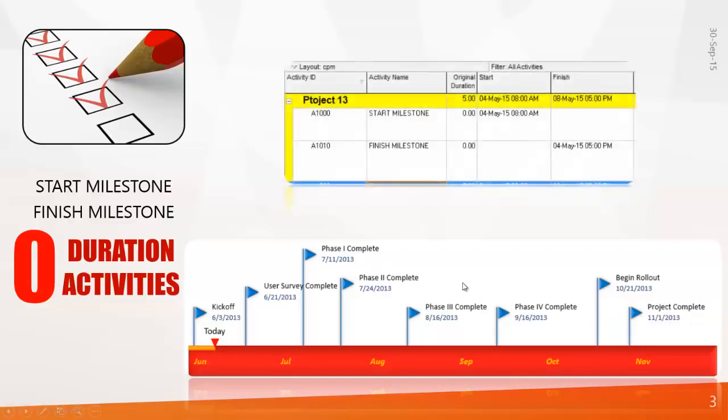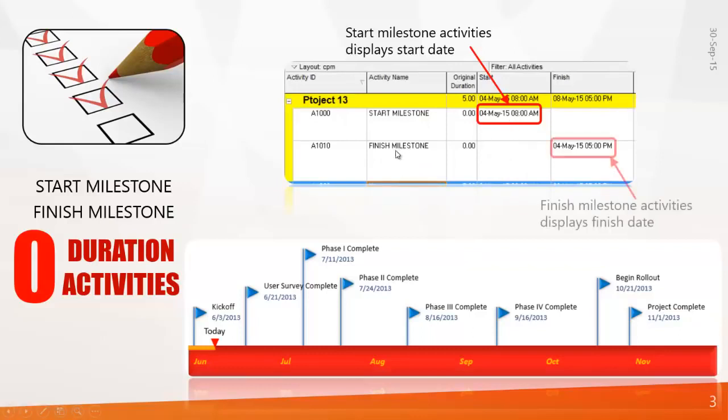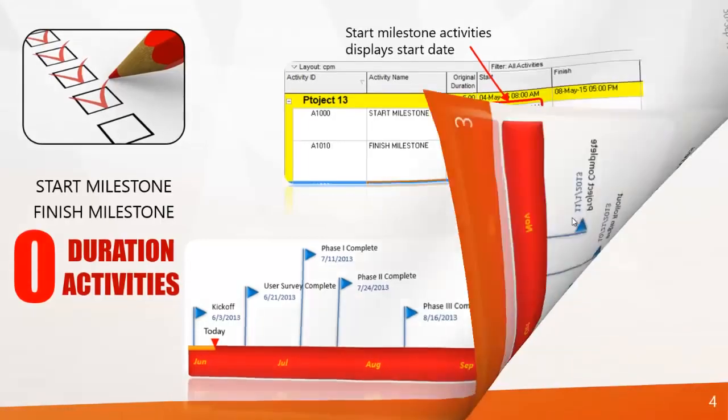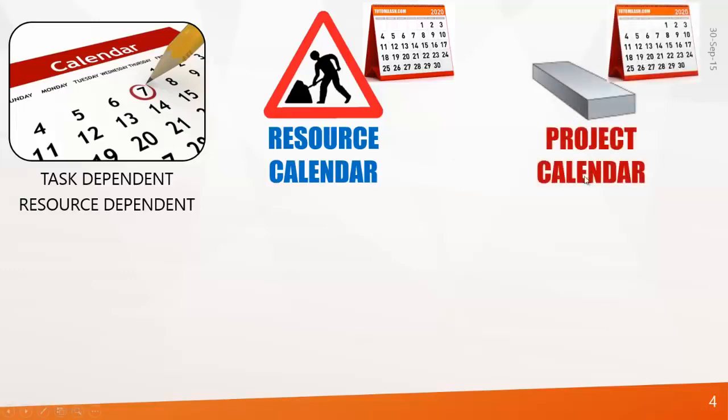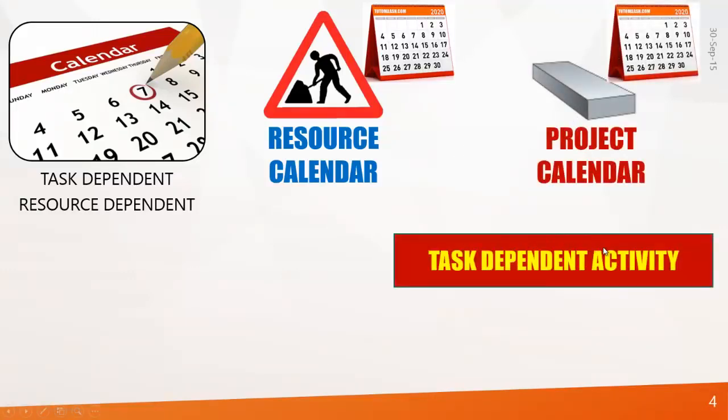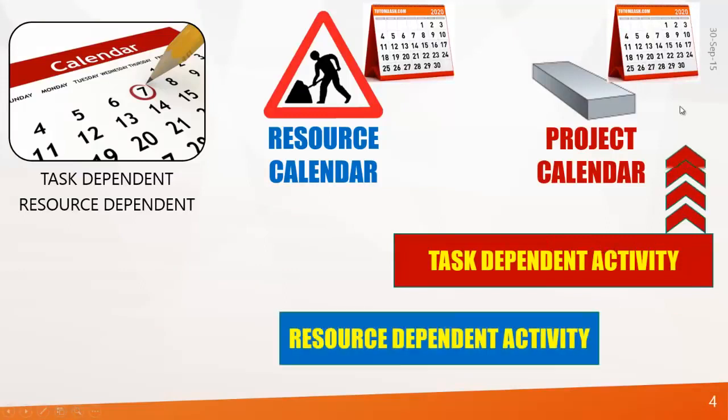When you set an activity to start milestone, it will display only the start date. And for activities of finish milestone, it will display the finish date. So hope you understood. Next is task dependent activities and resource dependent activities. In Primavera, you can create resource calendar and project calendar. A task dependent activity will always follow the project calendar and the resource dependent activity will always follow the resource calendar.